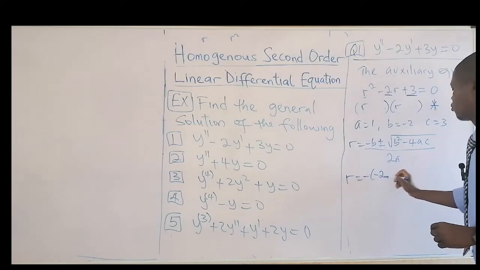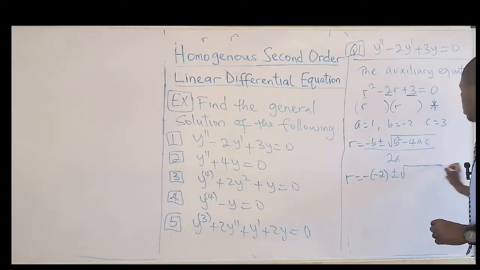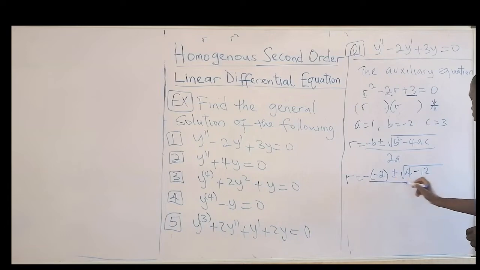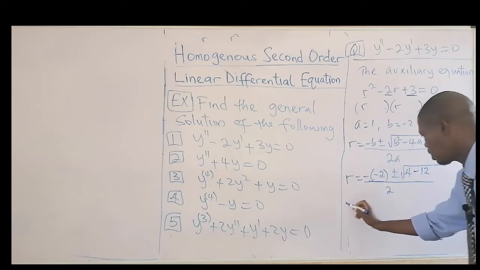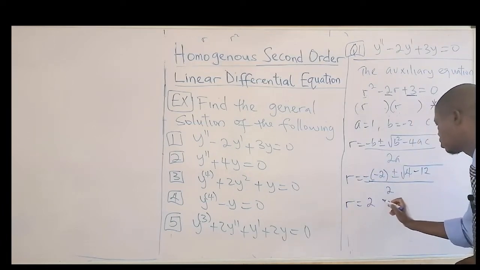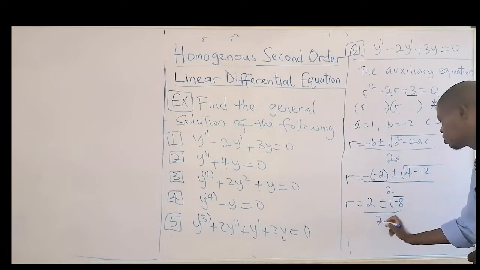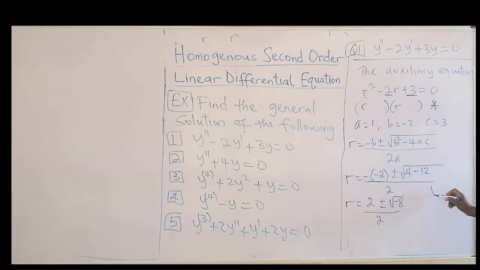B, which is minus 2, plus or minus the square root of B squared, which is 4, minus 4 times 1 times 3, that's minus 12, all over 2 times 1. Minus times minus is plus, so r is equal to 2 plus or minus the root of 4 minus 12, that's root minus 8, all over 2. But root minus 8 implies root 8 times root minus 1.